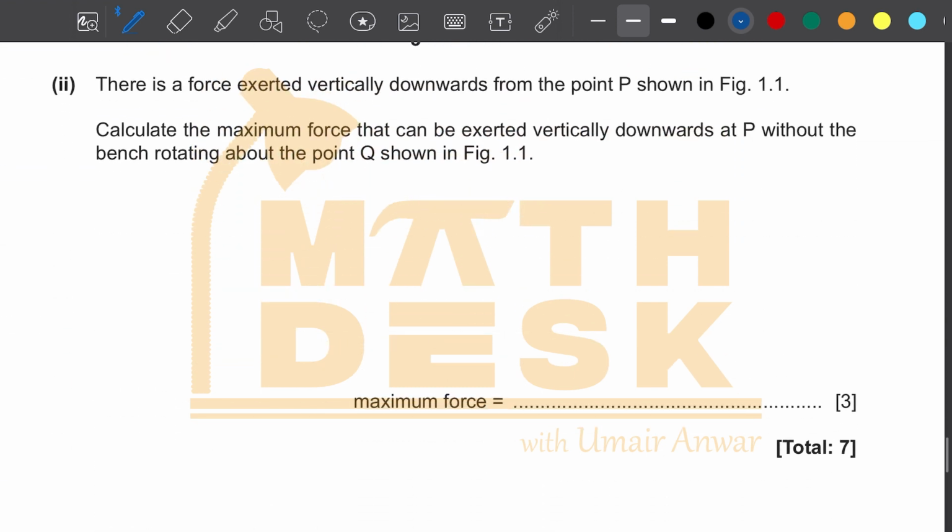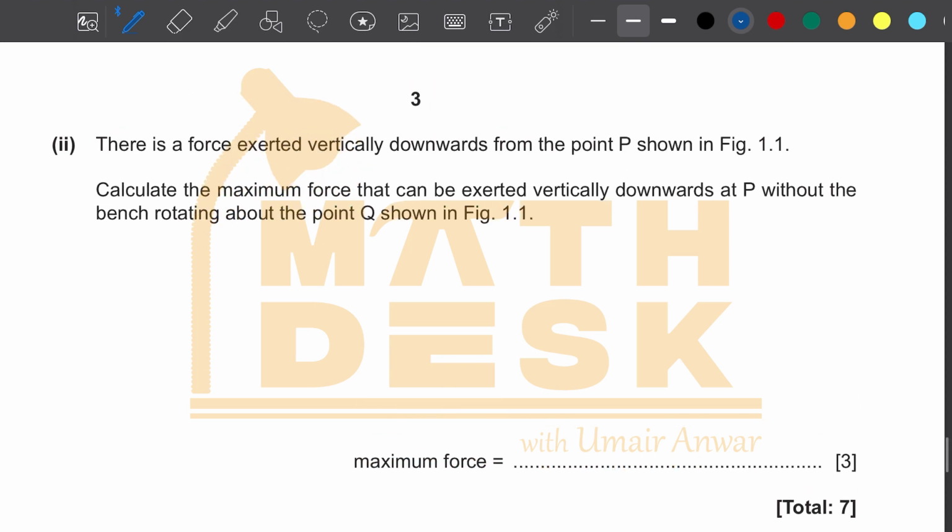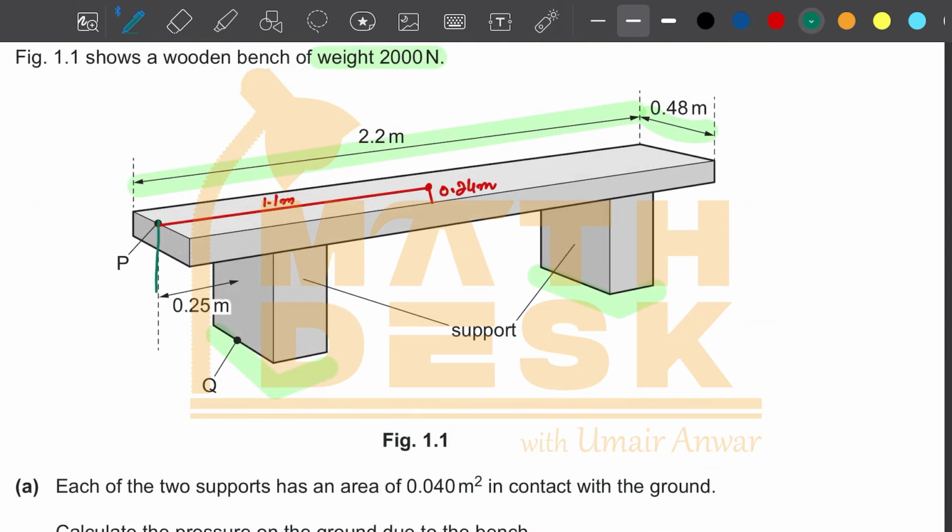The next part says there is a force exerted vertically downwards from the point P as shown in figure 1.1. Calculate the maximum force that can be exerted vertically downwards at P without the bench rotating about the point Q shown in the figure. We are exerting a force on this point P, and this line becomes the pivot for us. So due to this force, the bench is supposed to rotate in the anti-clockwise direction.